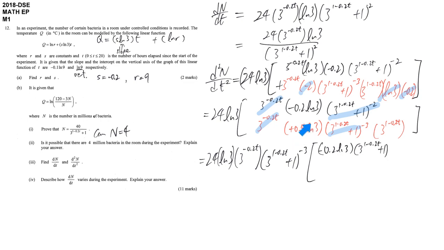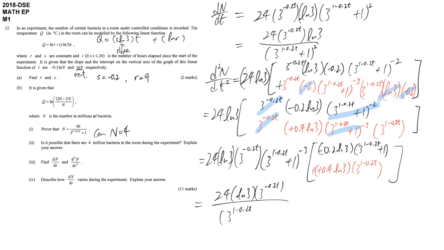The second bracket, we have this factor and this factor left. So we have positive 0.4 natural log 3 times 3 power of 1 minus 0.2t. If you combine them, you will find that there is a like term, and then 0.2 natural log 3 times this, and then we have minus 0.2 natural log 3.